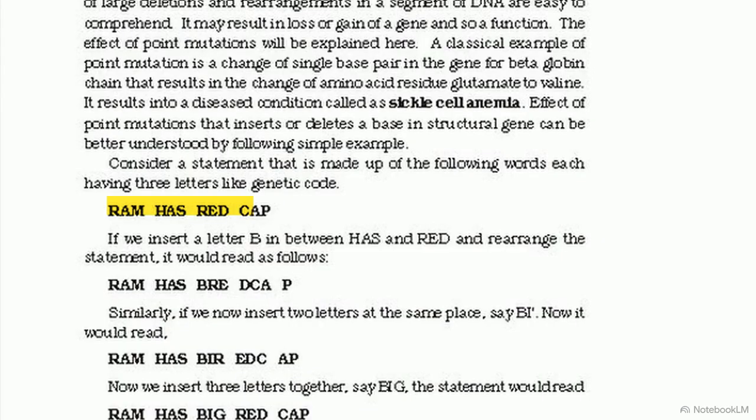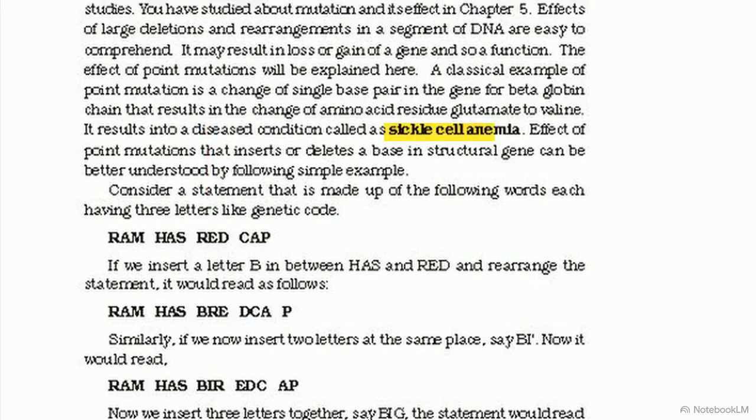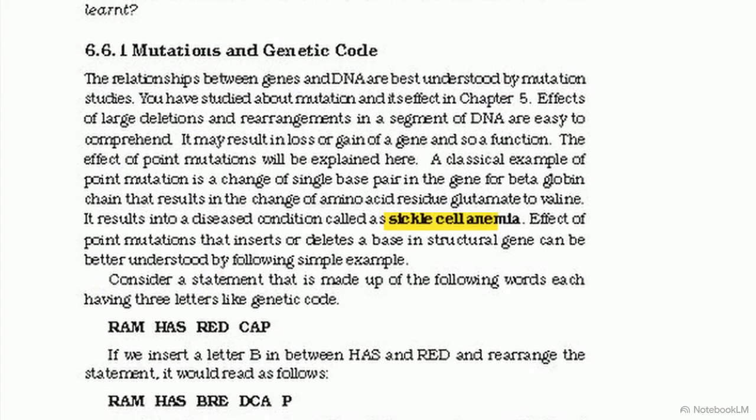Look at this NCERT text block. Consider the sequence RAMHASREDCAP. A point mutation is a substitution. Swap the E in red for an A, and it becomes RAMHASRADCAP. One word changes. This exact mechanism causes sickle cell anemia.